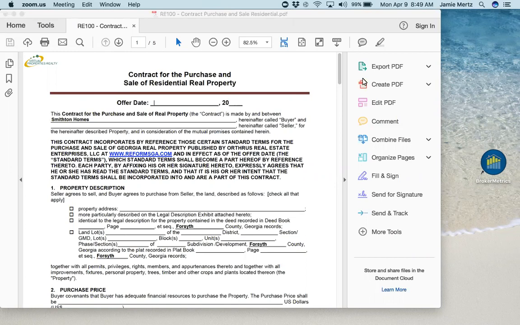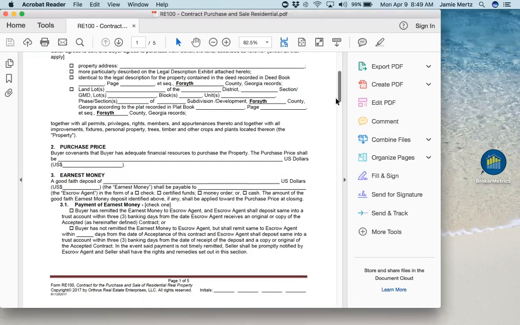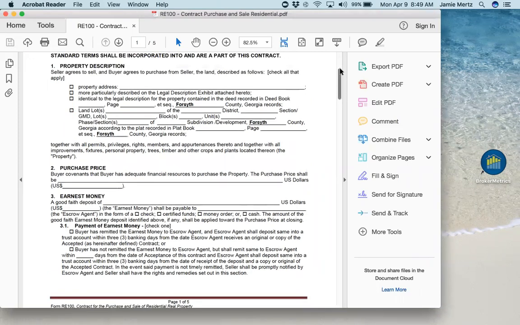And today we're going to be talking about the RE forms, the contract for purchase and sale of real property. We're going to go through the RE 100 purchase and sale form, and we're going to explain real quickly how you can complete this contract.